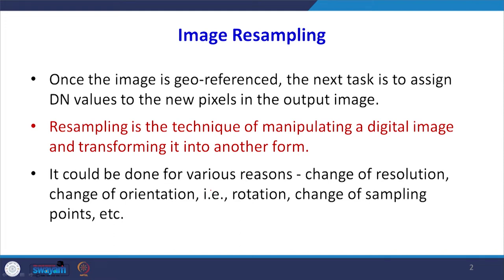This technique is basically computing the new DN value at the new locations which you have obtained after georeferencing, after the transformations. So you have to compute the new value, and this is what you have to learn: how we are going to compute the new value and replace it at that particular location. Resampling could be due to a change in resolution, a change in orientation, rotation, a change of sampling points, or if we are using several images at different resolutions, then image resampling is required in order to use them together.